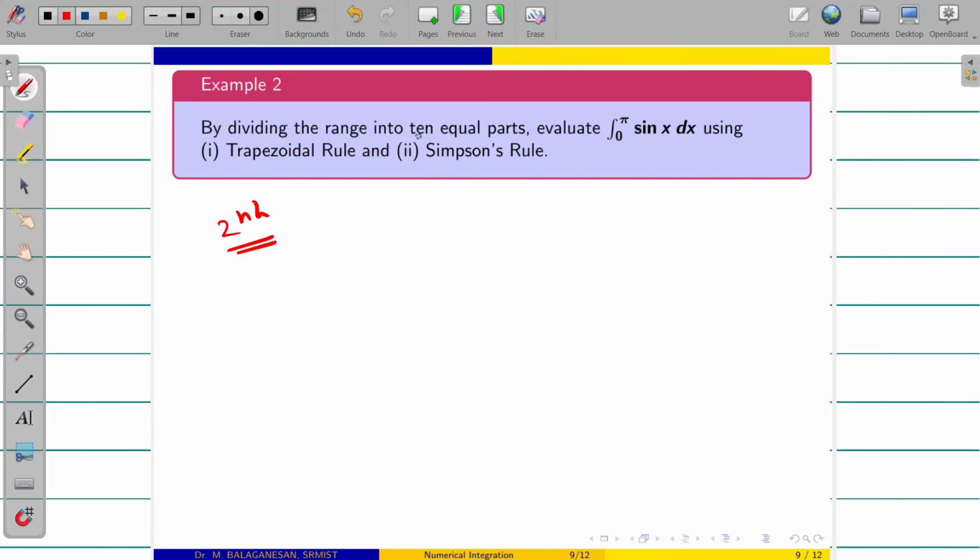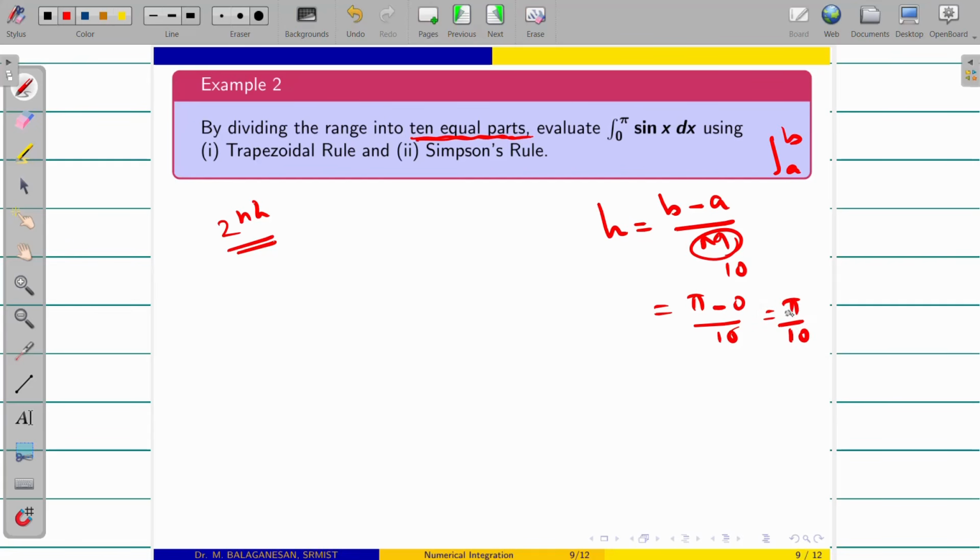Dividing the range into 10 equal parts. In the previous one, h was given. Here they didn't give the value of h. Then what is the formula for h? h is equivalent to upper limit minus lower limit divided by m, for the integral a to b. So b minus a divided by m. What is your m? Into 10 equal parts, it is 10. So what is your b? Pi minus 0 divided by 10. So what is the difference? It will be pi by 10.